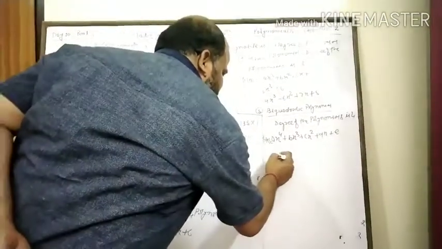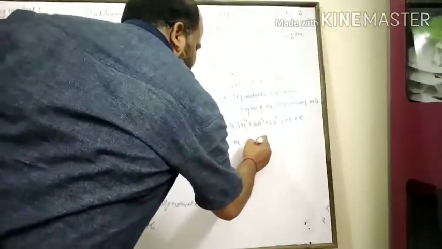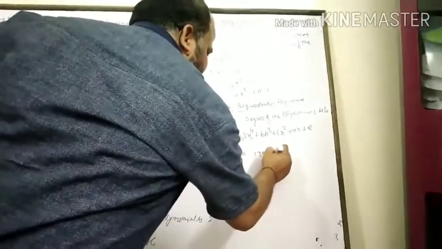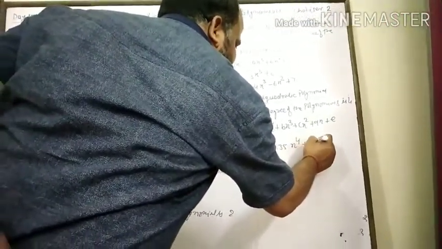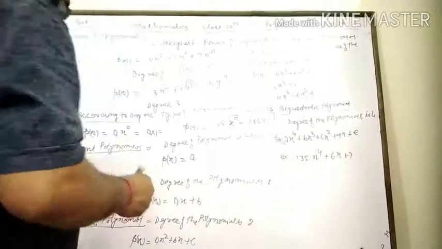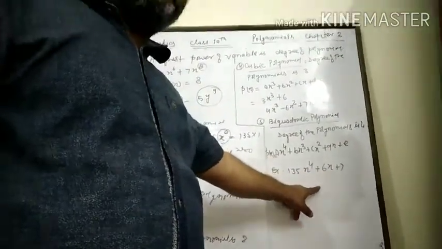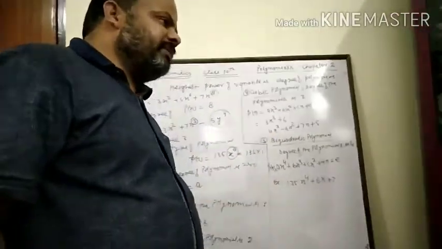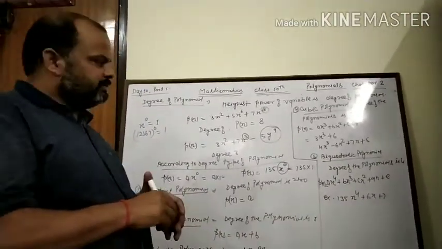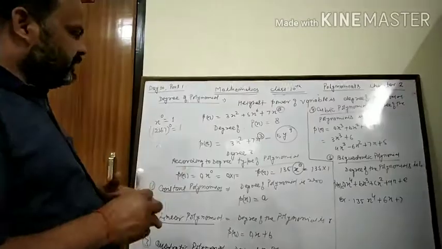See with the example: 135x⁴ + 6x + 7. Here the highest power of x is 4. That's why it is called the biquadratic polynomial. Is that clear? Then one more question.